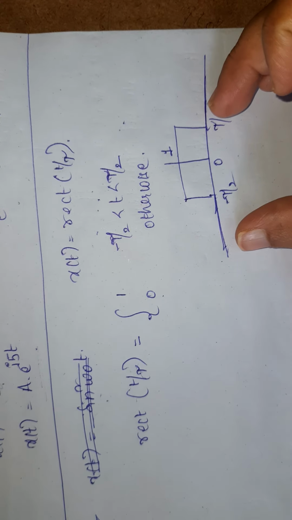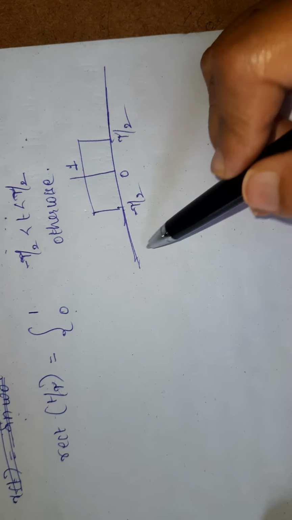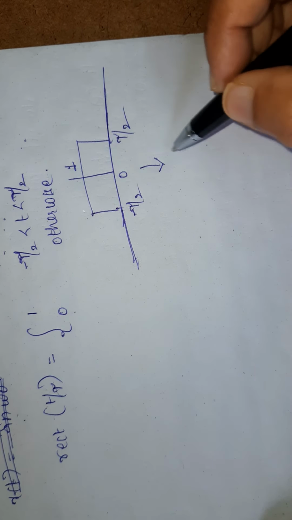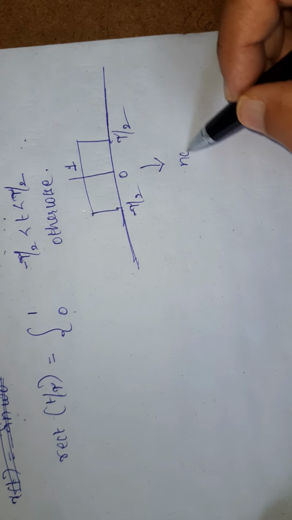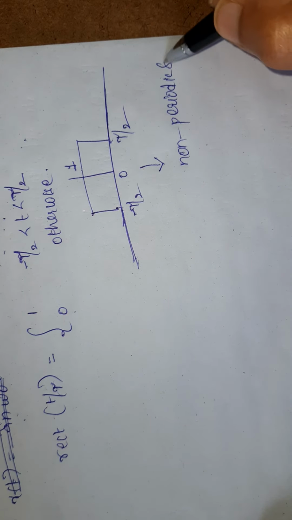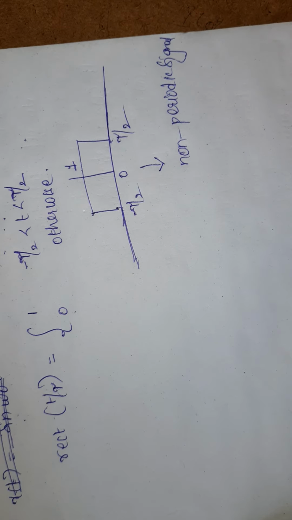Okay, so by seeing this diagram we can easily determine that this is not a periodic signal. Not a periodic signal means it is a non-periodic signal. Okay, next.